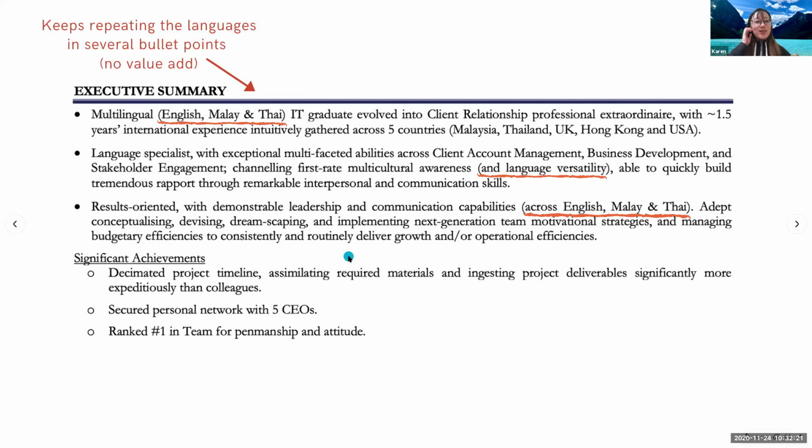Let's go into the first one, which is that this person keeps repeatedly focusing on their languages and ability to speak English, Malay, and Thai. A few of you have already called this out, so good job. Basically, the first time that they mention this, it's useful and interesting. But after that, it's just repetition, which isn't needed and just wastes space.